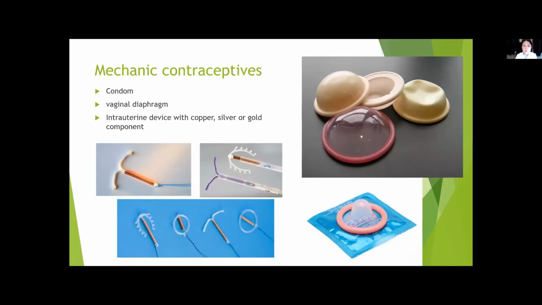Mechanical contraceptives include condom, vaginal diaphragm, and intrauterine device with a copper, silver, or gold component. These are vaginal diaphragms, condom, and intrauterine devices, of different shapes and forms, with a metal component.